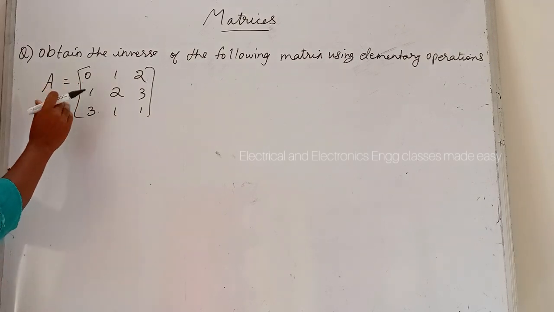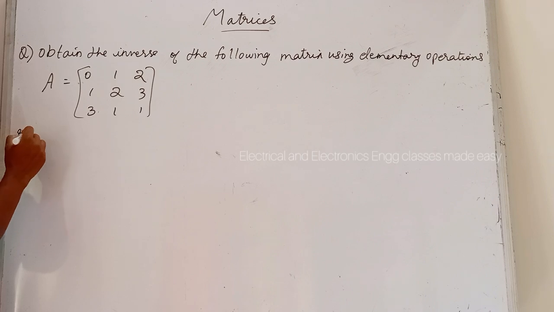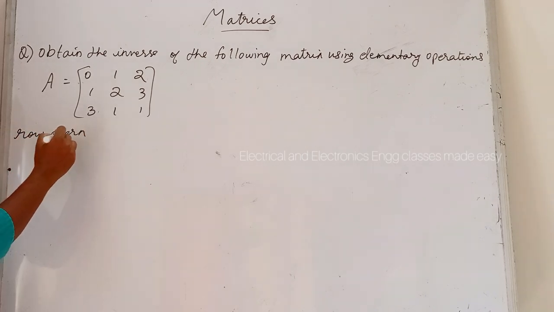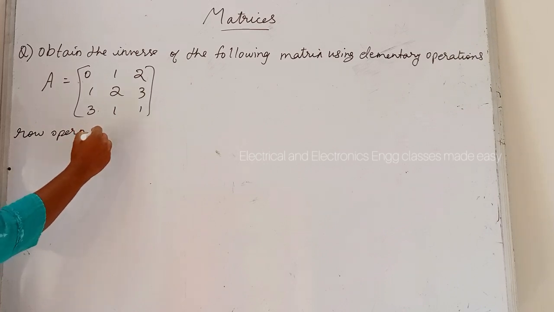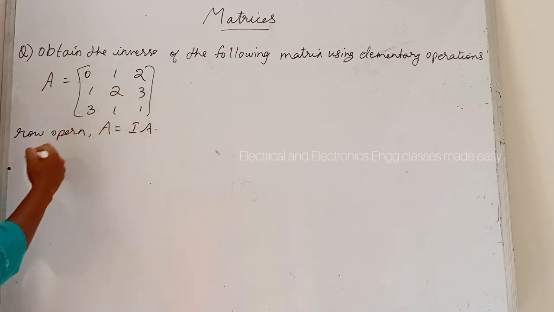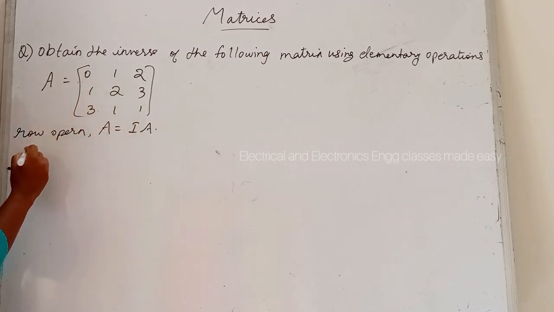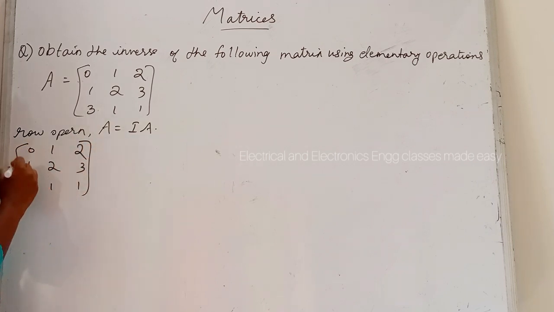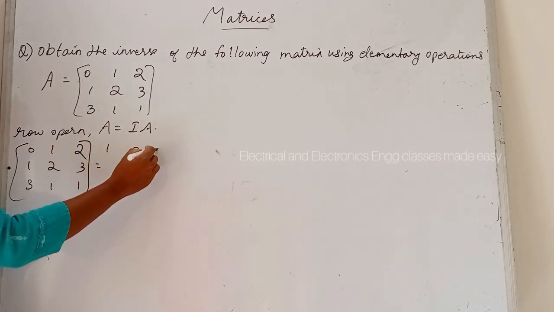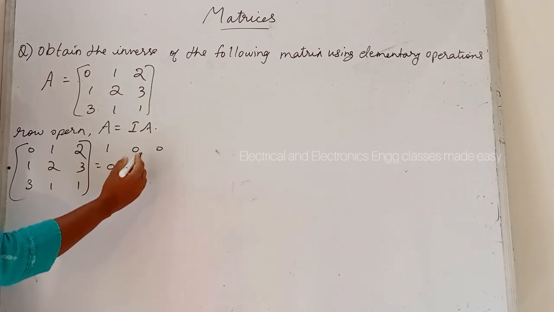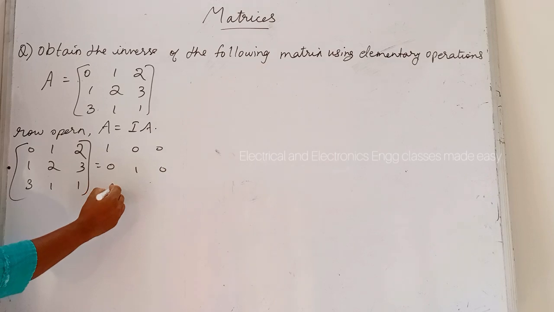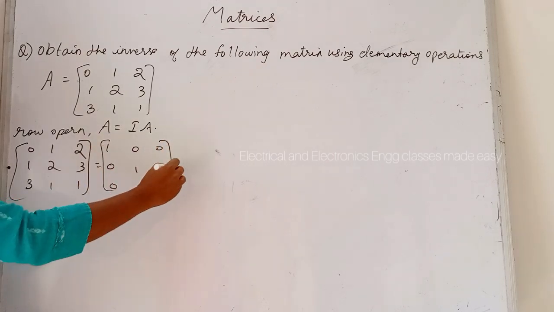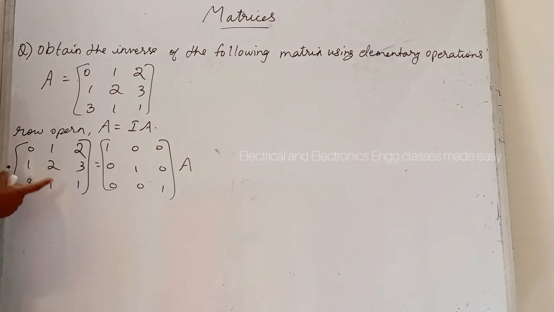So let us do the elementary row operation. For that we have to write A is equal to I into A. Now put the value of A and I. 0, 1, 2, 1, 2, 3, 3, 1, 1 equal to I, which is 1, 0, 0. So this is a 3 by 3 matrix, so we have to write the 3 by 3 identity matrix 0, 0, 1 into A.